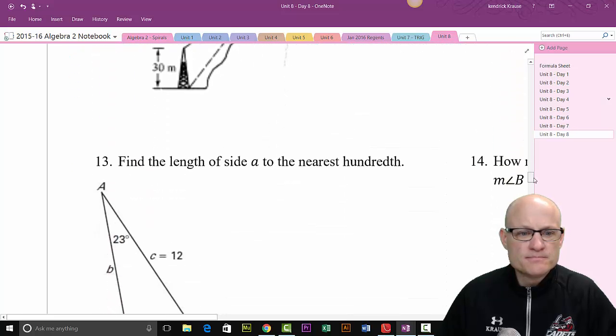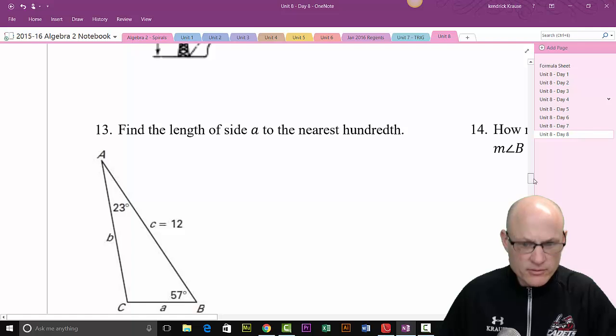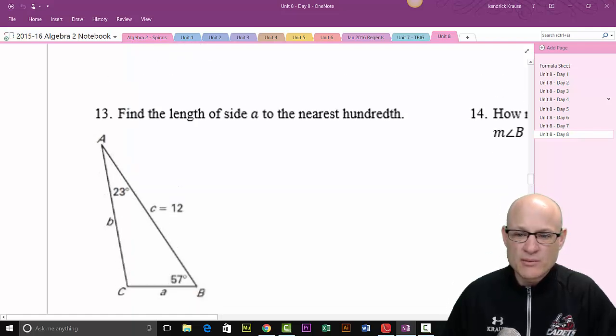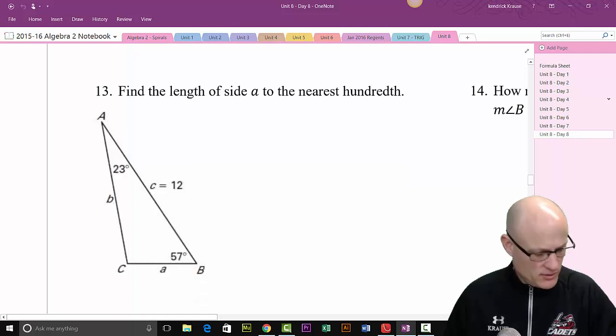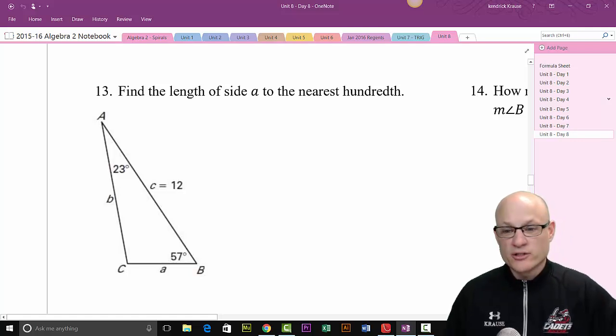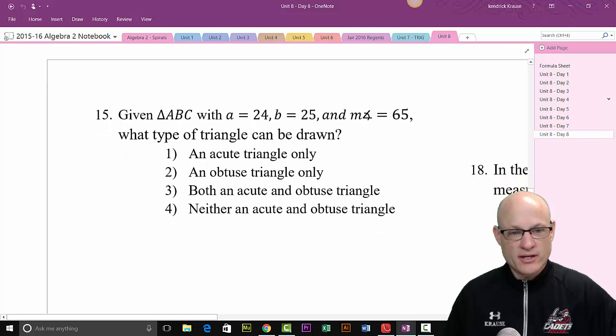What's the next problem I want to do? I wanted to do 13. Why am I doing that? Oh, no, I don't want to do 13. I just did 13. 17 on your sheet, that one's not too bad. I think it's 15. All right, we're going to do this one right here.